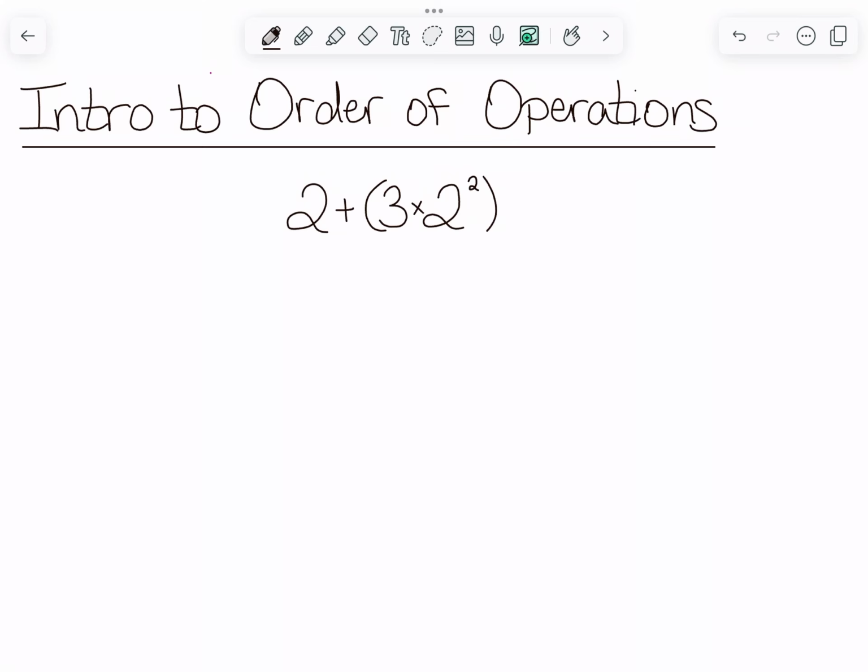Let's look at one that's slightly more complicated. 2 plus parentheses 3 times 2 squared, close parentheses. Once again, I'm going to rewrite this color coding all of my operations. The first step would be parentheses, the blue, so we need to deal with this piece right here. When working with a parentheses, we still need to follow order of operations inside of that parentheses. There's not a second parentheses here, but there is an exponent. So the exponent is the operation we actually need to do first.